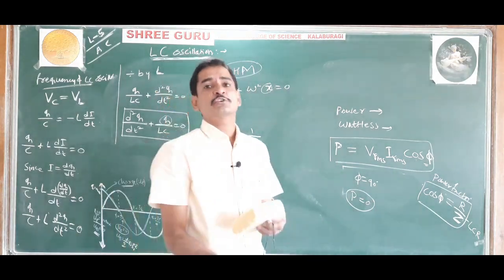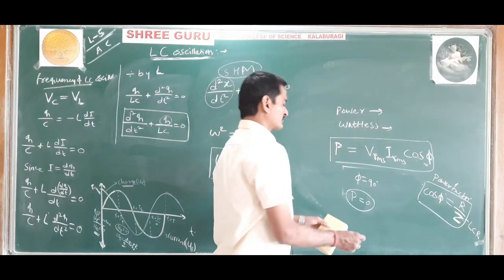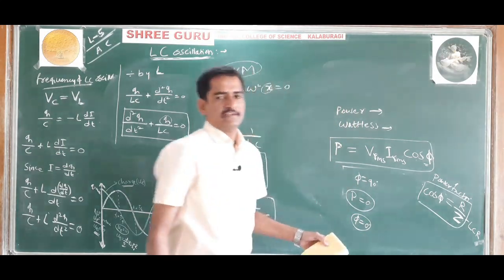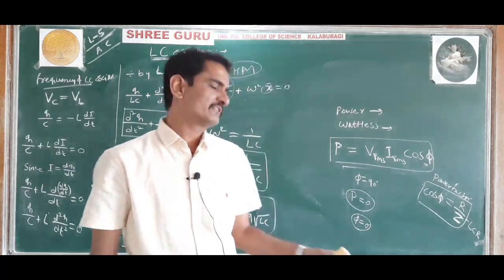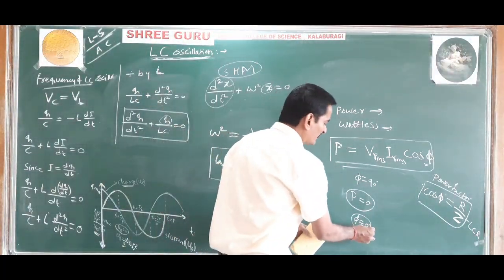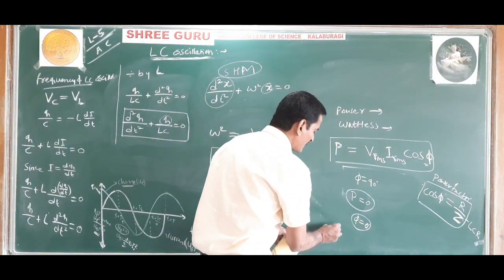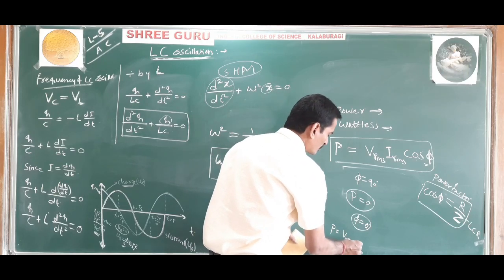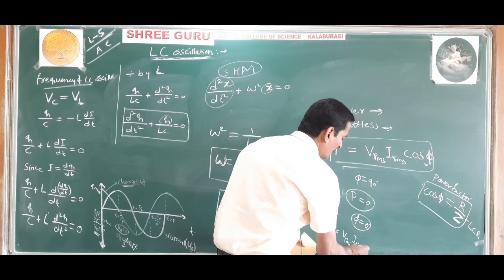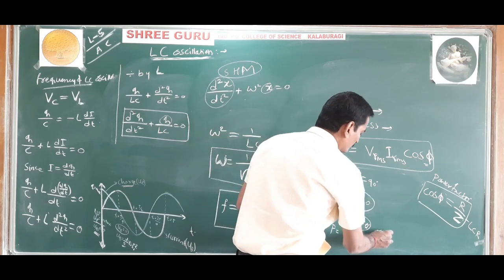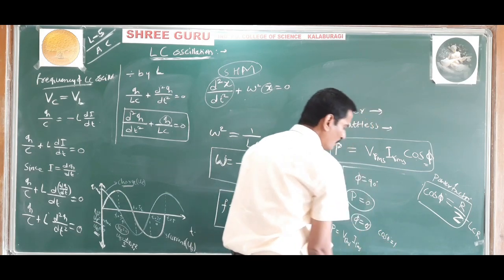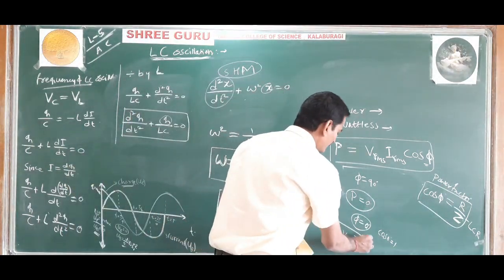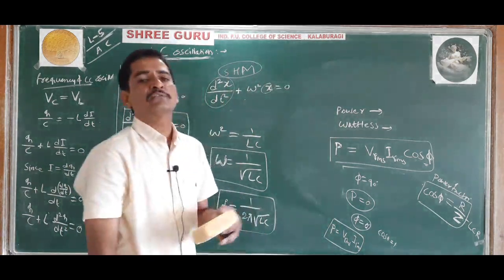In a pure resistive circuit, the current and voltage both are in phase. Therefore, the phase difference between current and voltage is 0 degree. So power dissipated is given by P is equal to Vrms into Irms, and cos of 0 degree becomes 1 in the case of a resistor. So power is dissipated in the case of a resistor.